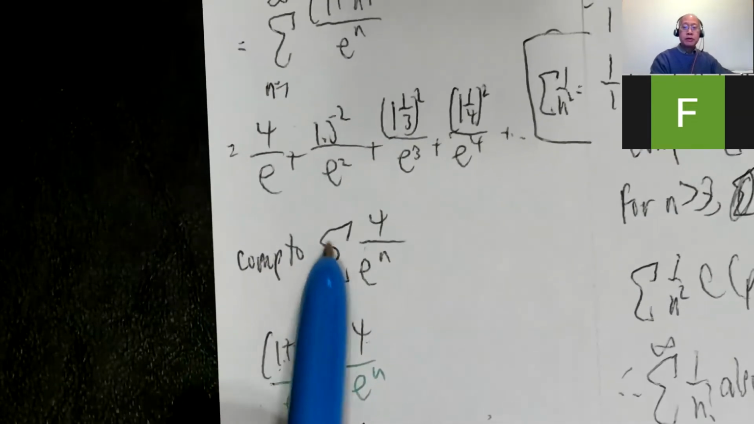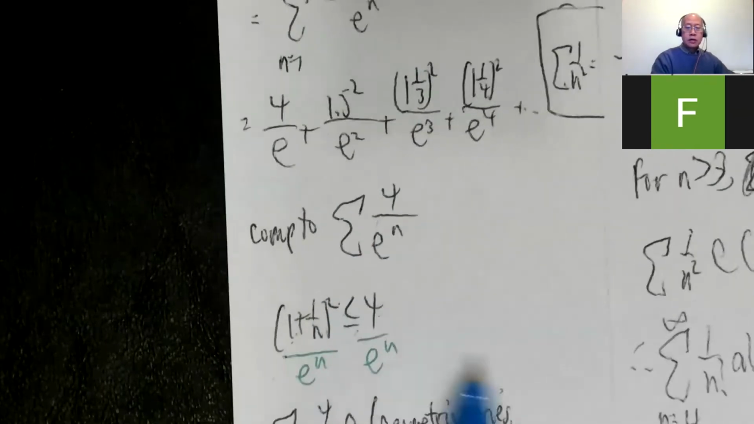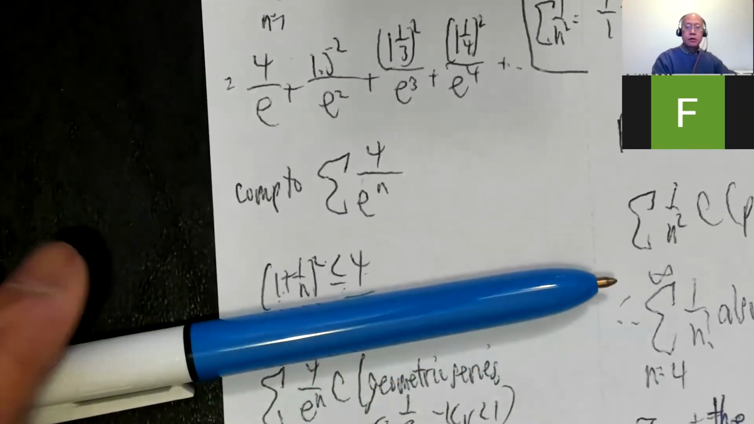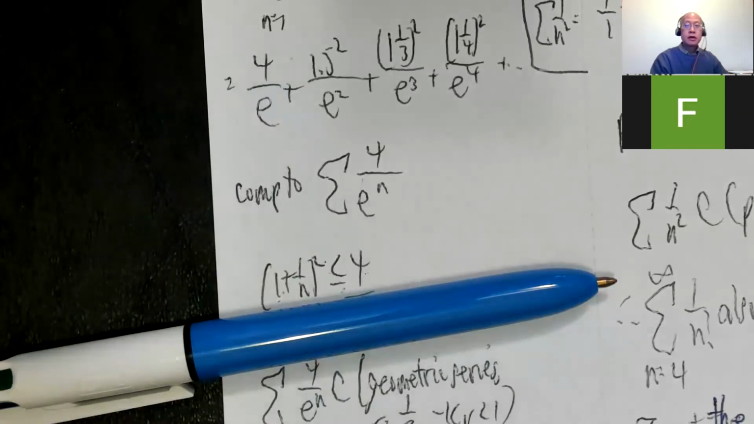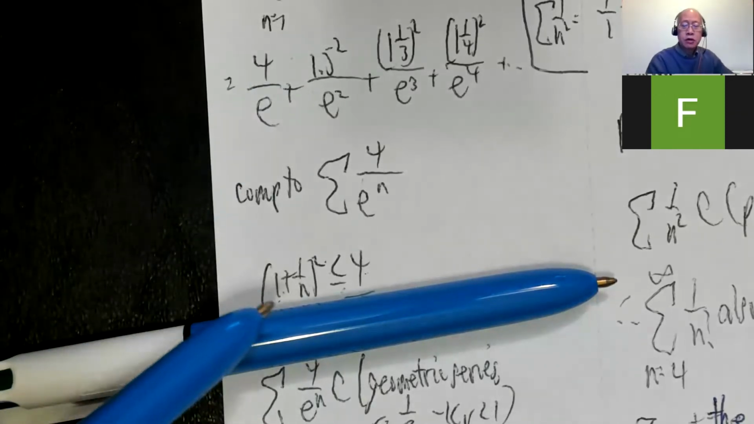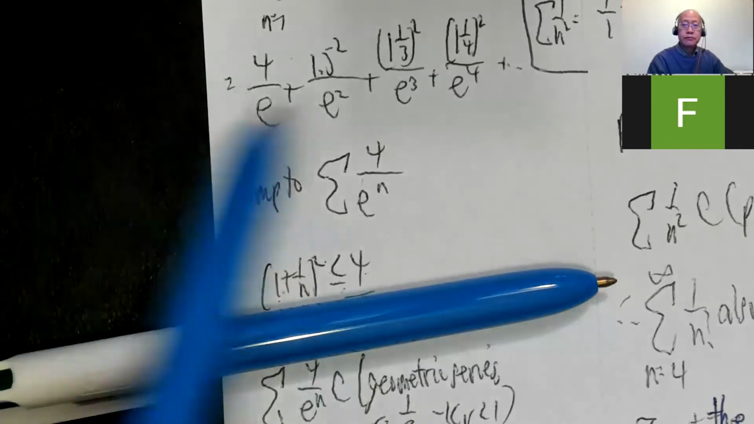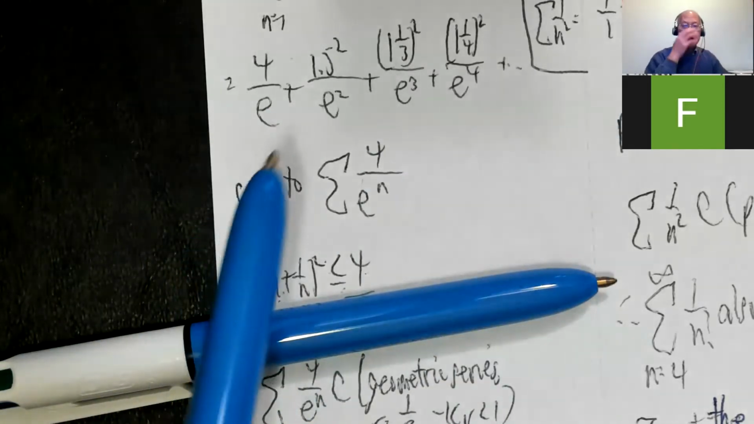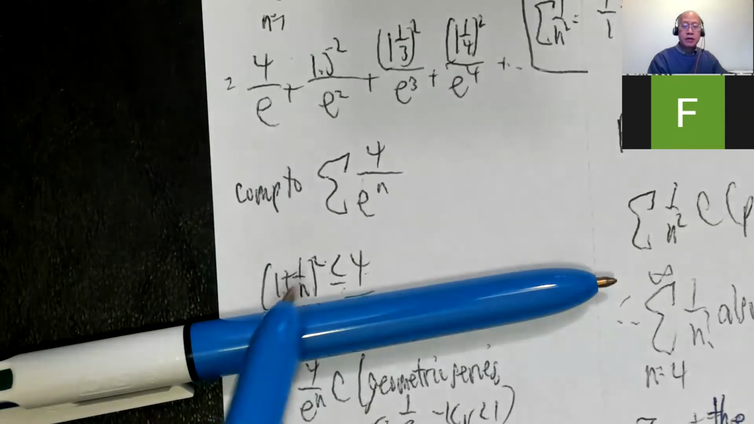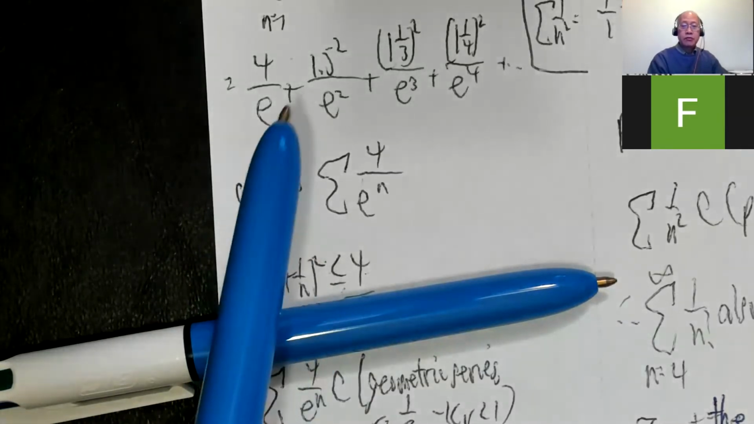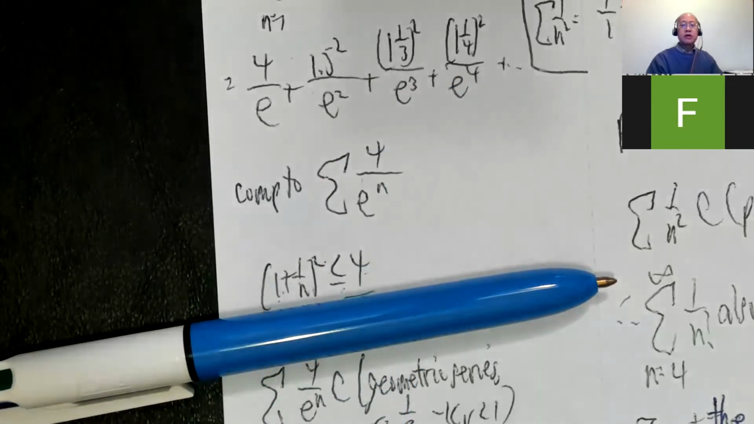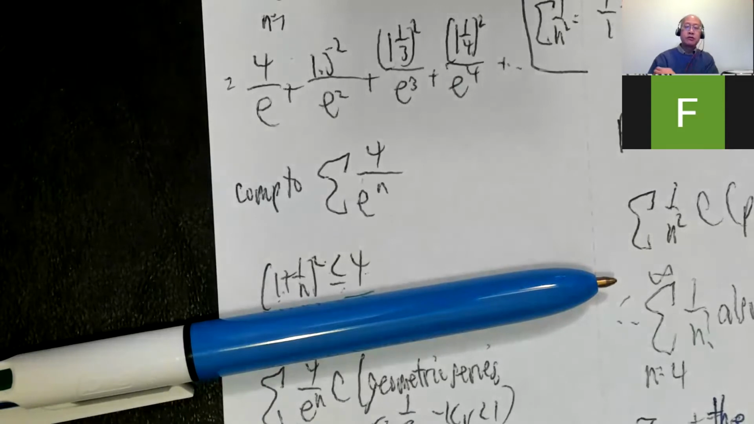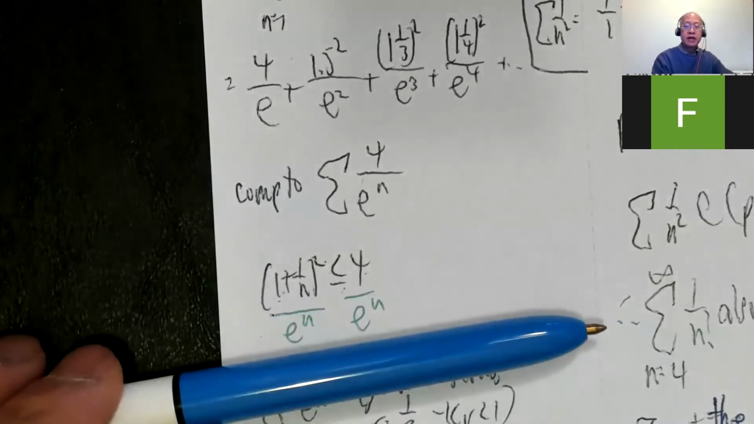All right, so I compare it to summation of 4 over e to the n. Okay, so if I look at this, (1 plus 1 over n) squared is less than or equal to 4. You look at all the terms here. Now, if you plug in 1, you get exactly 4. 1 plus 1 is 2, 2 squared is 4. Okay, and then, after that, the left side is going to be strictly smaller than the right side. 1.5 squared is smaller than 4, 1 and 1/3 squared, and so on. Okay, so I have (1 plus 1 over n) squared is less than or equal to 4 for n equals 1 to infinity. Then I divide both sides by e to the n.